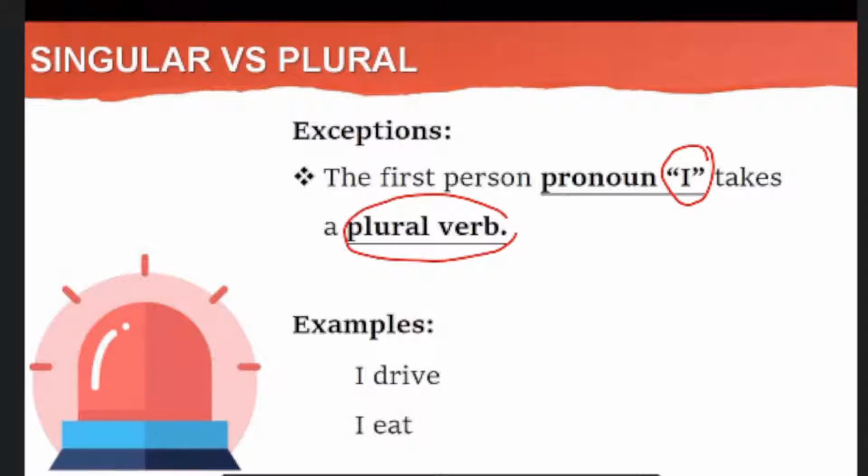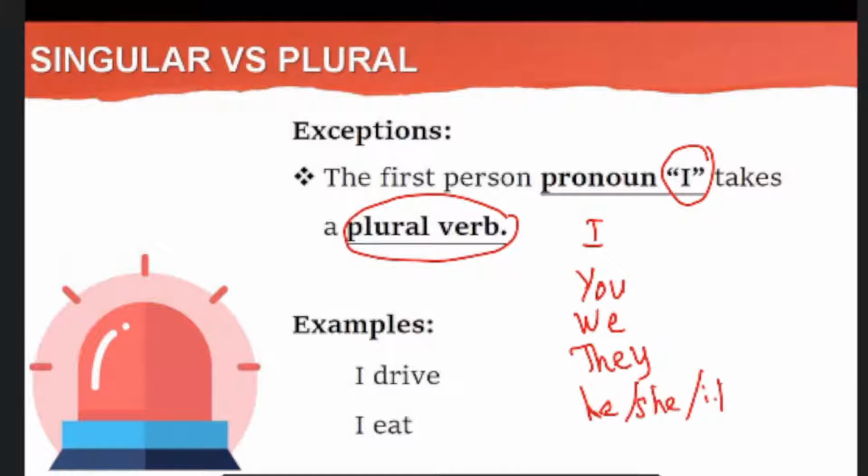Okay, in pronouns, I know that you are familiar with pronouns. If I may list here: I, you, we, they, he, she, and it. For I, usually we use it with am. For you, we, they, this will be focusing on plural subject, so we use are. While he, she, and it indicate singular subject, so usually it takes is.